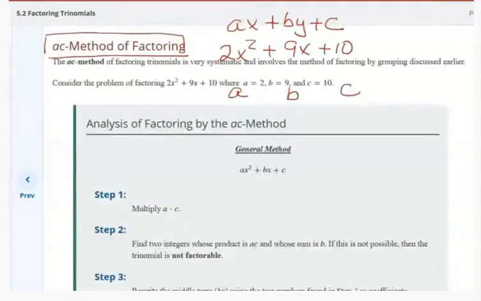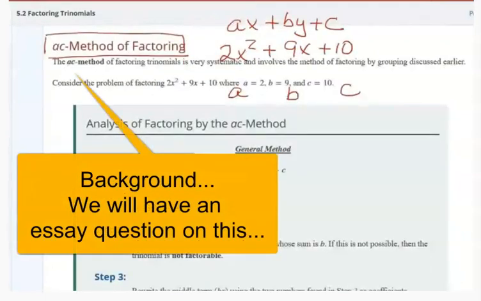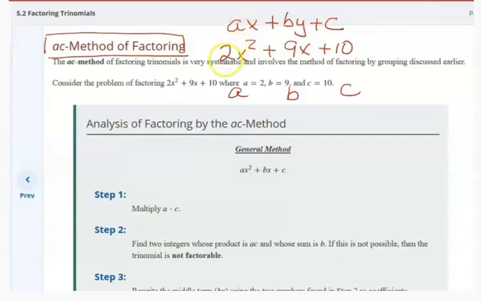This will be background information now, and I'd like you to write all this down. This is the AC method. Now, where does this method come from? Well, the A is the coefficient of x squared. The B is the coefficient of x. And C is this constant. So let's go through the process. Now, it's all written up here, but I'll do it verbally for you. And we'll use the whiteboard.